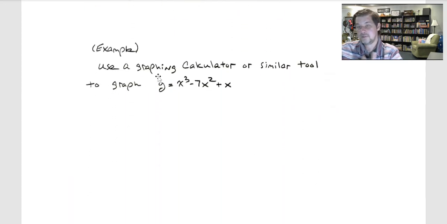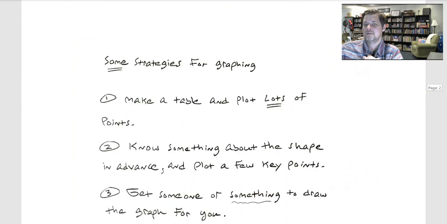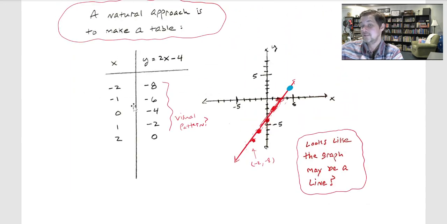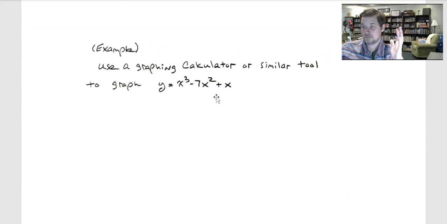So here we can do this. Say I want to use a graphing calculator or similar tool to graph this one. To graph an equation like this with just a table is a little bit tedious, okay? It might take quite a few points to nail down the shape, but you could try it. If you want to, you could try to graph this one with just a big table, and the more points you choose, the more the shape is going to come together.